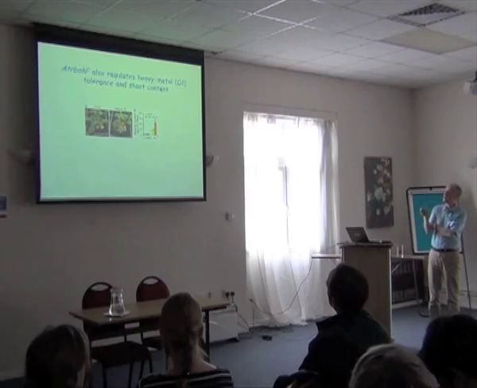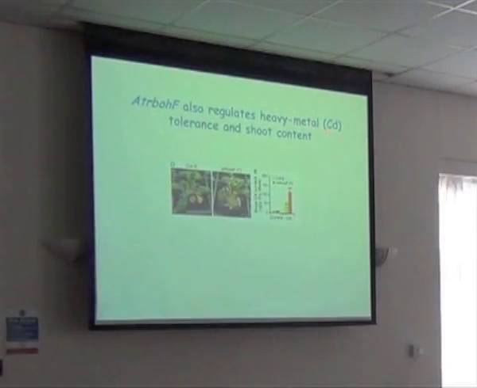And one thing that we've looked at, what I'm showing you here, is heavy metals. This is preliminary unpublished data, but this is cadmium. Basically, you can show that this same gene, A2RBOHF, affects cadmium sensitivity. Cadmium is a toxic heavy metal. The A2RBOHF mutant is more sensitive to cadmium than is its wild-type control. And it is so because if you measure the shoot content of cadmium on plants grown on medium containing cadmium, there is more cadmium in the shoots of the A2RBOHF mutant than there is in that of the wild type.